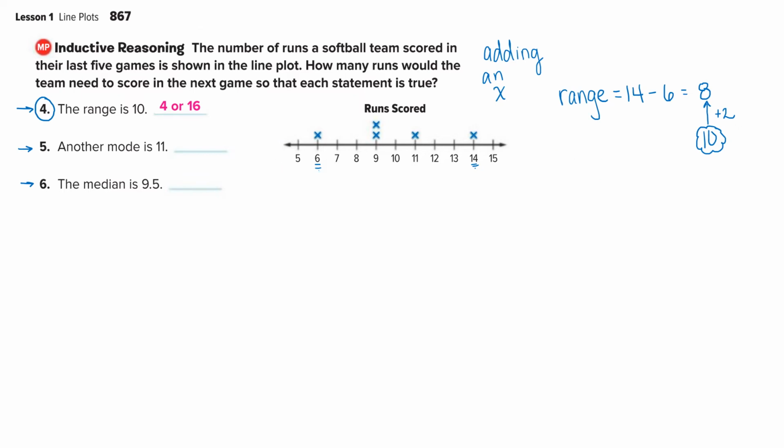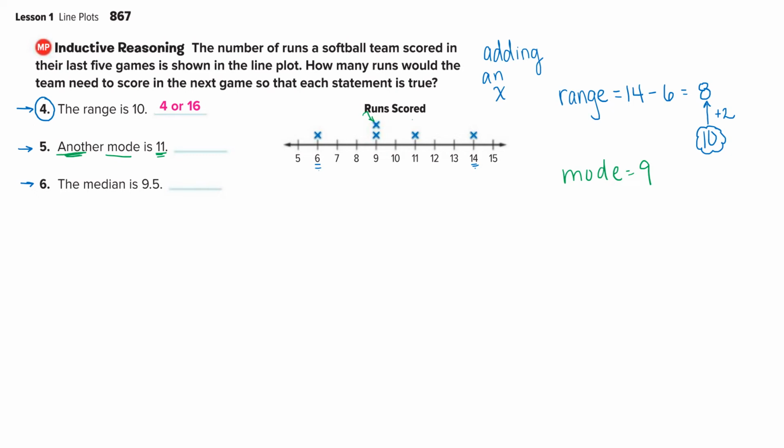All right, question number 11. Another mode is 11. Right now, our mode is 9. We still want 9 to be a mode, but we want an additional mode, another mode, to be 11. So in the next game, they are going to score, and their score is going to make 11 another mode.